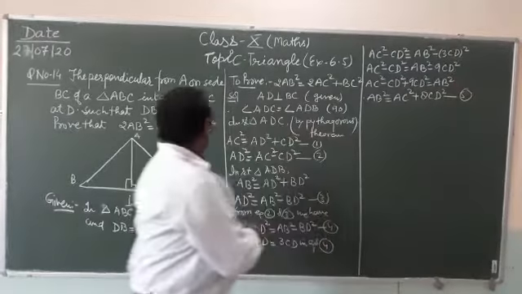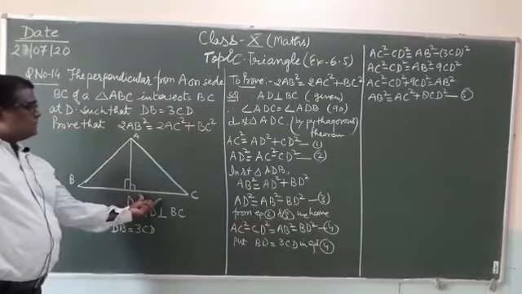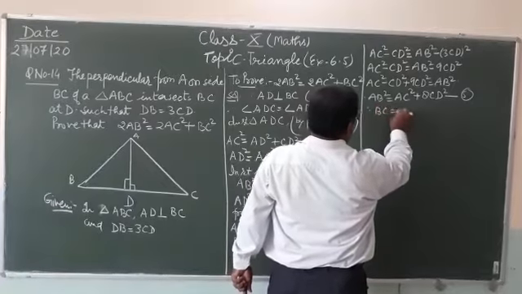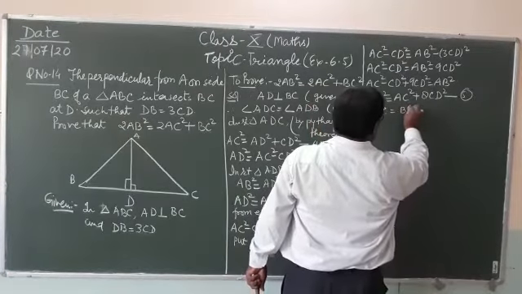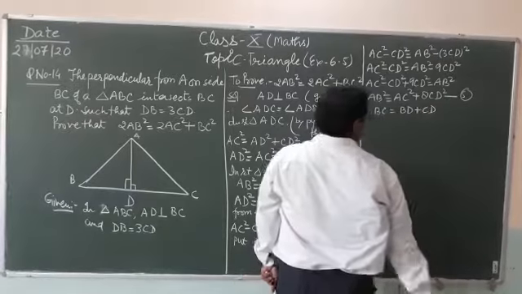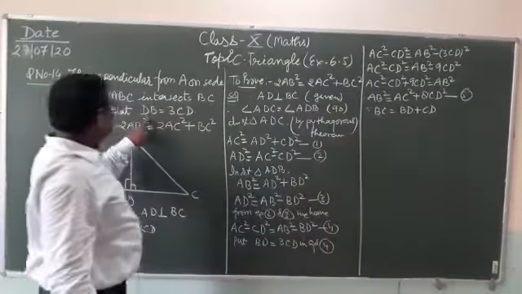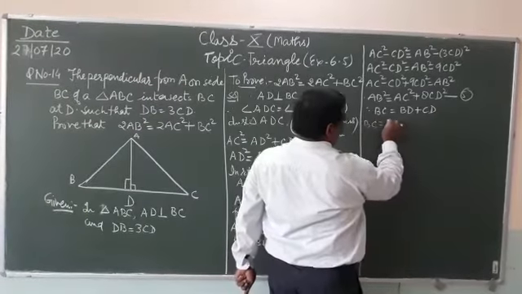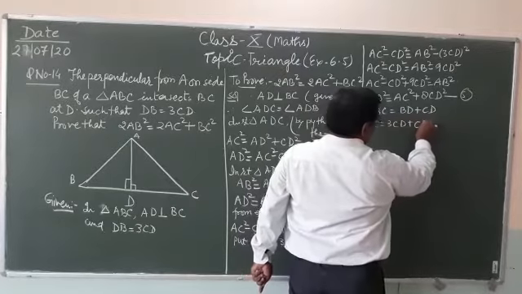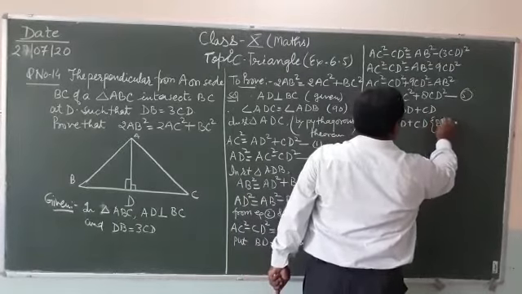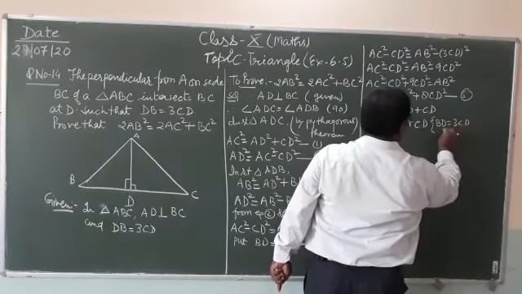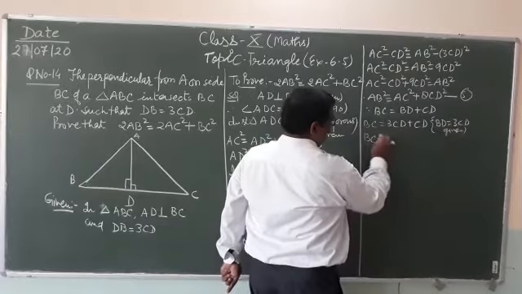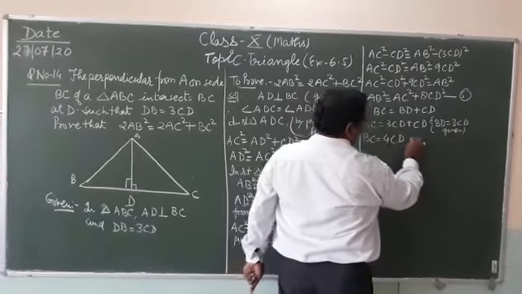Now we look at the figure. First of all, what is BC? Since BC is equal to BD plus CD, now put BD, which is 3CD, therefore BC is equal to 3CD plus CD. Here BD is equal to 3CD, that is given. Now BC is equal to 4CD. This is equation 6.